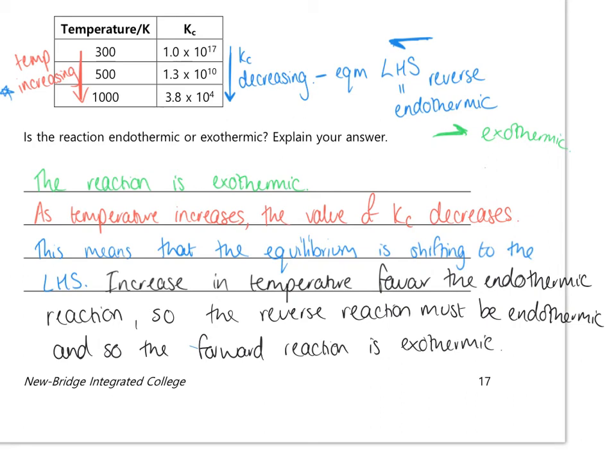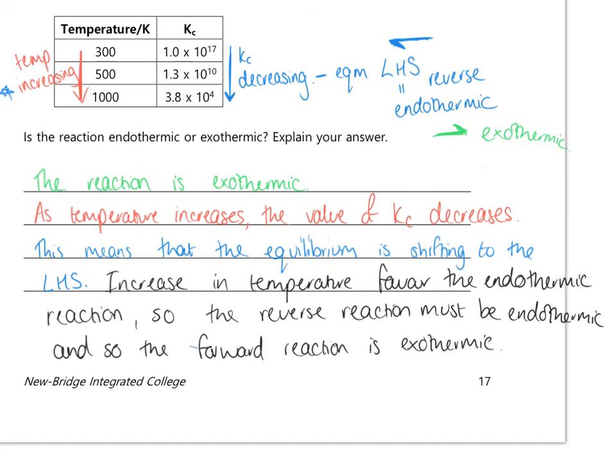Okay, it's a bit of a complicated explanation, but really what we're doing there is just talking through our thought process. So we said at the start that we can see the temperature increasing, and as it increases, Kc is decreasing, which must mean that the equilibrium is shifting to the left-hand side. We can tell from that that the reverse reaction is endothermic, because increases in temperature favour the endothermic reaction. So if the reverse reaction is endothermic, the forward reaction must be exothermic. So those sorts of questions do require a little bit of thought.